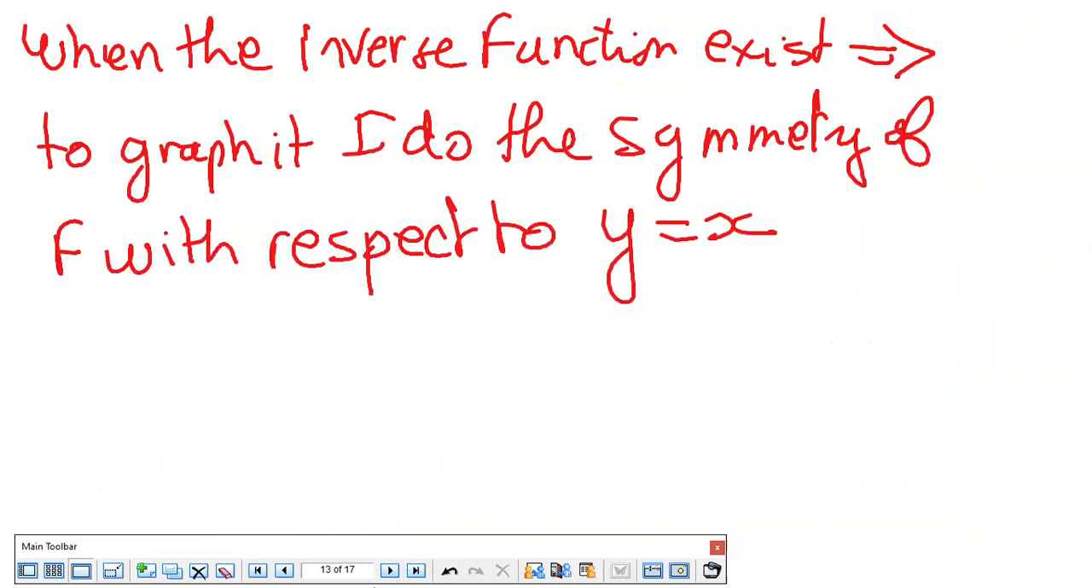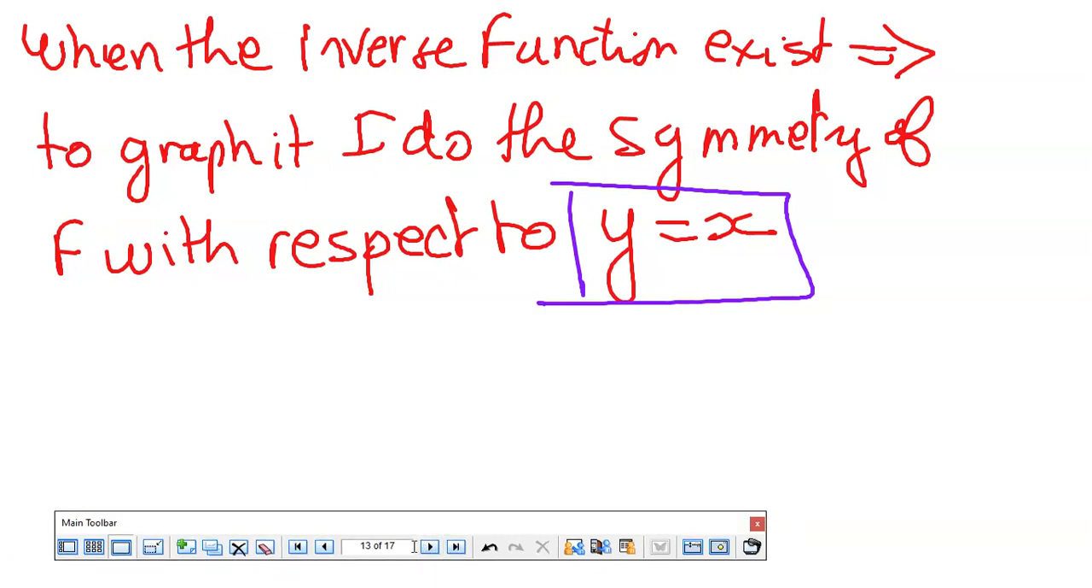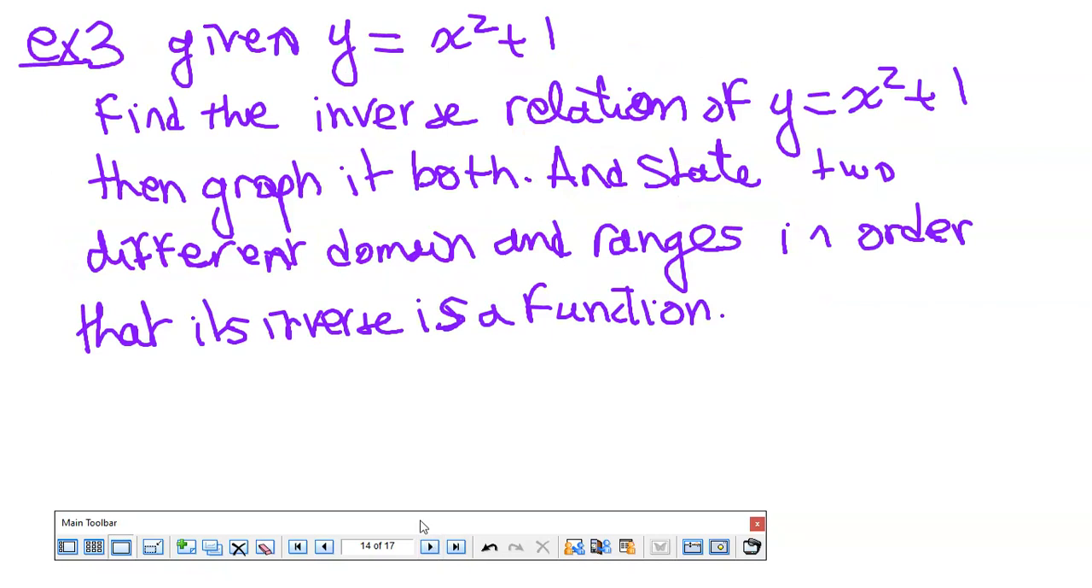Okay, so before I move to the example: when the inverse function exists, how are we going to graph it? To graph it, I do the symmetry with respect to y equals x. Also, we'll do it in this example. Let's move to the last example, that's very, very important, and it will summarize all what I was talking about. So we have the function y equals x squared plus 1.